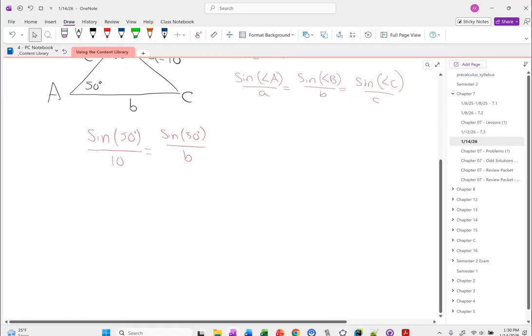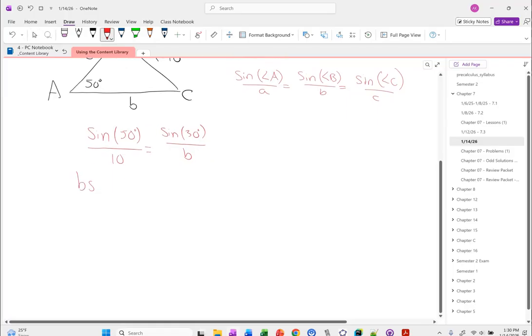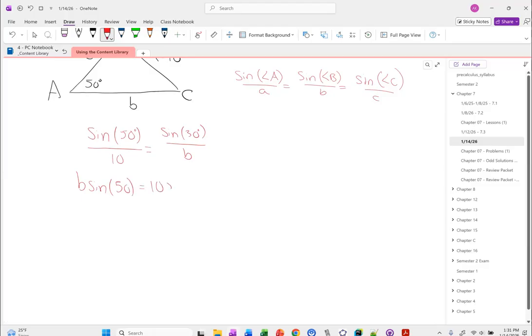Now we cross multiply. Divide by sine 50. And then what is it time for? Calculator. Before you type anything into your calculator, what should you check? Should check the mode. What mode should your calculator be in? Degree mode.